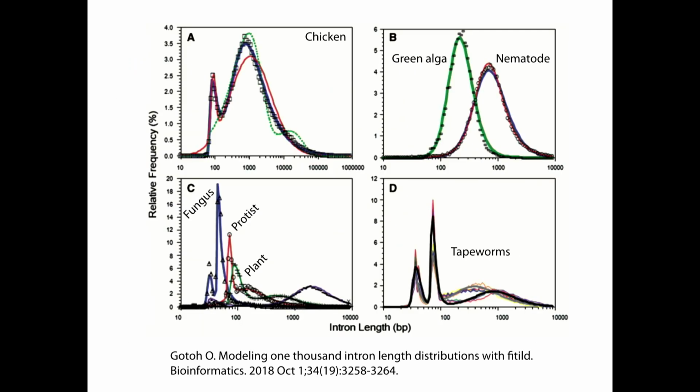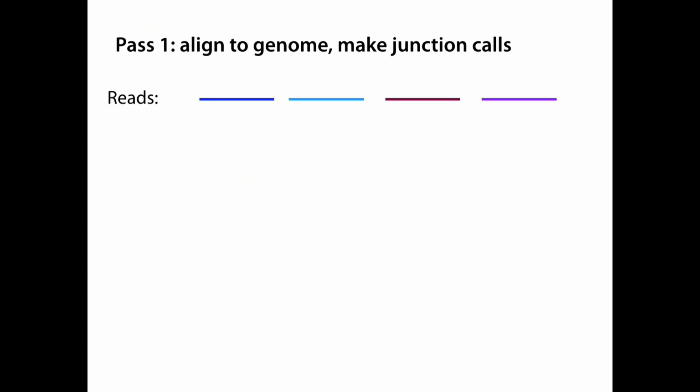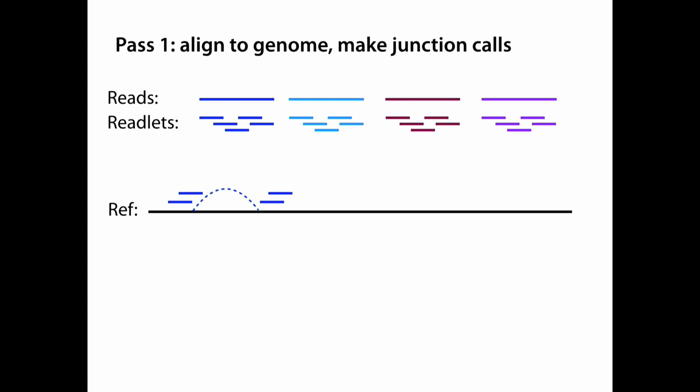This is another example of how it's species specific as well. So what do we do? We split the alignment problem up into two phases, which will be a theme. In the first phase, tools take the reads and split them up into substrings. They could be overlapping substrings or not. I'll call these readlets. The readlets get aligned to a genome basically with standard scoring schemes, although they tend to be pretty short.